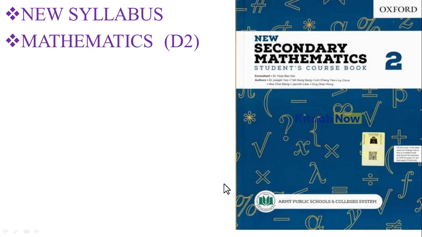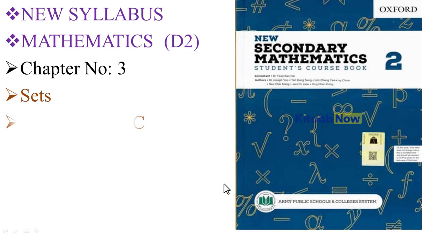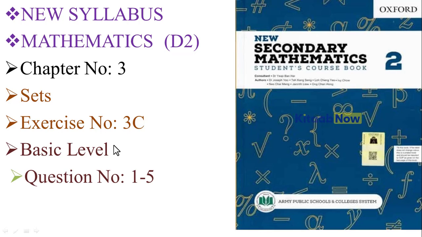Today we will discuss the new syllabus Mathematics D2, chapter number 3. In chapter number 3 we will discuss sets. Today we will discuss exercise 3 at the basic level, questions number 1 to 5 in part 1. Now we will start question number 1.